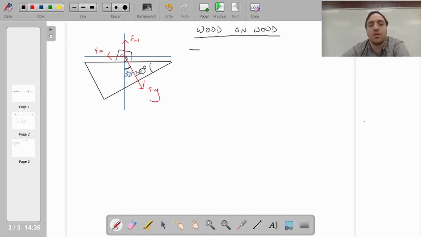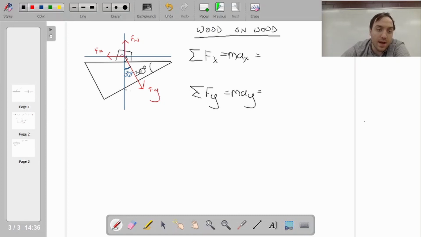At this point, we have two directions, which means we need two sum of all forces. So let's say sum of all forces in the x direction equals max, and then sum of all forces in the y direction equals may. And then we just need to list our forces. Because force gravity is at this angle here, it's going to be in both the x and y direction. It's going to have an Fg x component and an Fg y component.